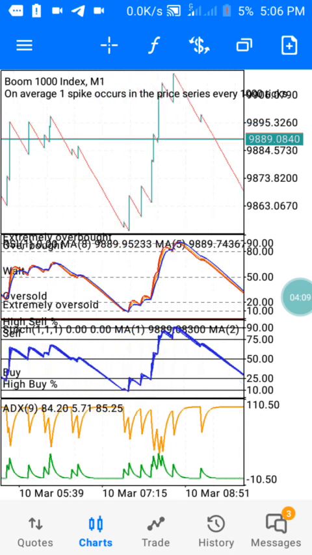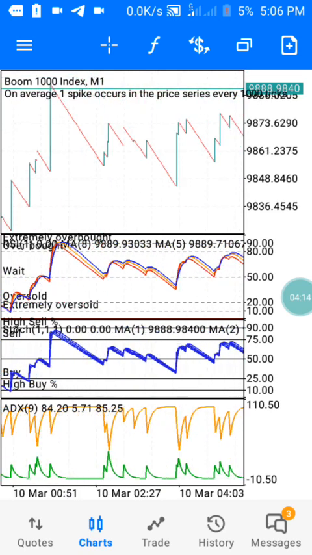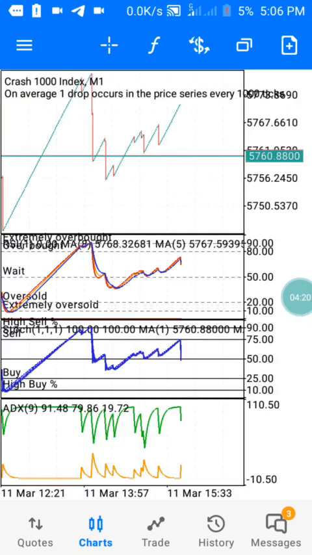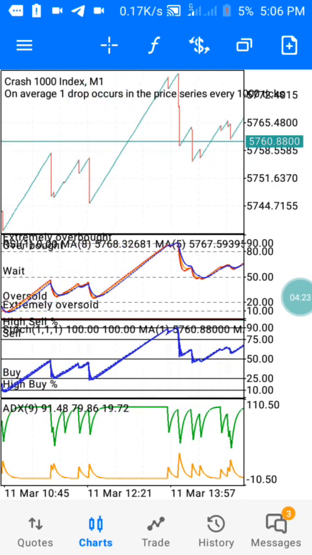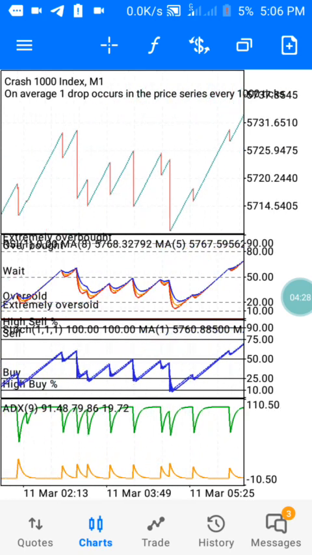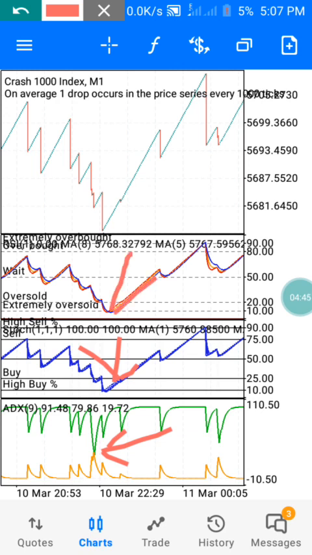So let's also check for more. Let's also check boom 1000 and crash 1000. Yes, this is boom 1000. We also check our strategy on our ADS when the upper and the lower are joined together. Yes, we have one here. You see, it's joined together at this level. Then you wait for your window 2 to reach your 10 level, and also window 1 to reach your 10 level, and then you take the trade.